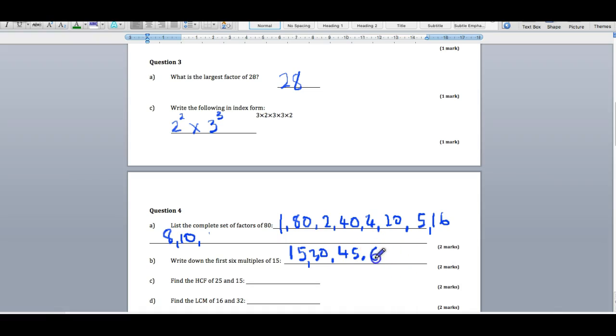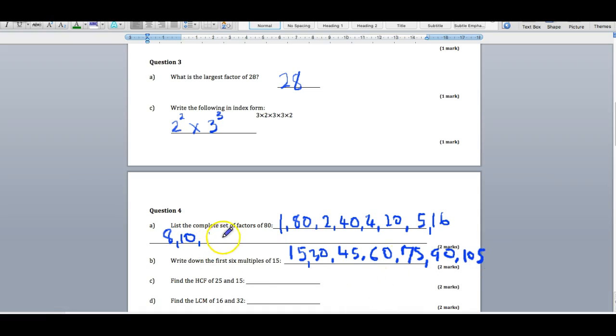Then what have we got? 60. And 1, 2, 3. Oops. It's a terrible 75. All right, and 90. So we've got 1, 2, 3, 4, 5, 6. If you started at 30, then we'll have 105.